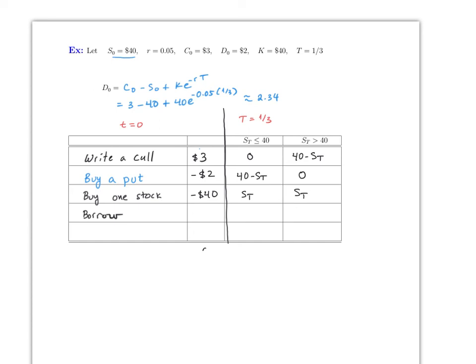Now the goal is to get 0 here. So that's the goal. Therefore, you will need to borrow $39. Since you're borrowing money, you have to pay it back. In one third of a year, or 4 months, you have to pay back $39.65, because you borrowed the money and the interest rate is 5%.